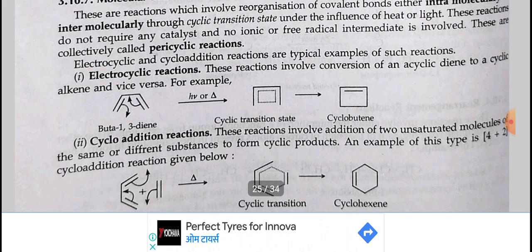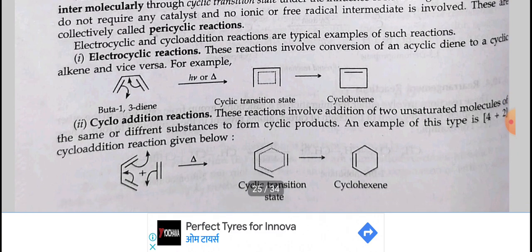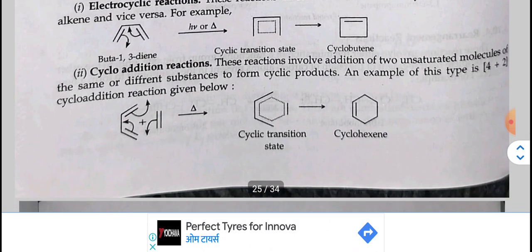Electrocyclic reactions. These reactions involve conversion of an acyclic diene into cyclic alkenes and vice versa. For example, buta-1,3-diene on heating or light gives a cyclic transition state, which further gives cyclobutene. Cycloaddition reaction. These reactions involve addition of two unsaturated molecules of the same or different substance to form cyclic products. An example of this type is the 4 plus 2 cycloaddition reaction given below.